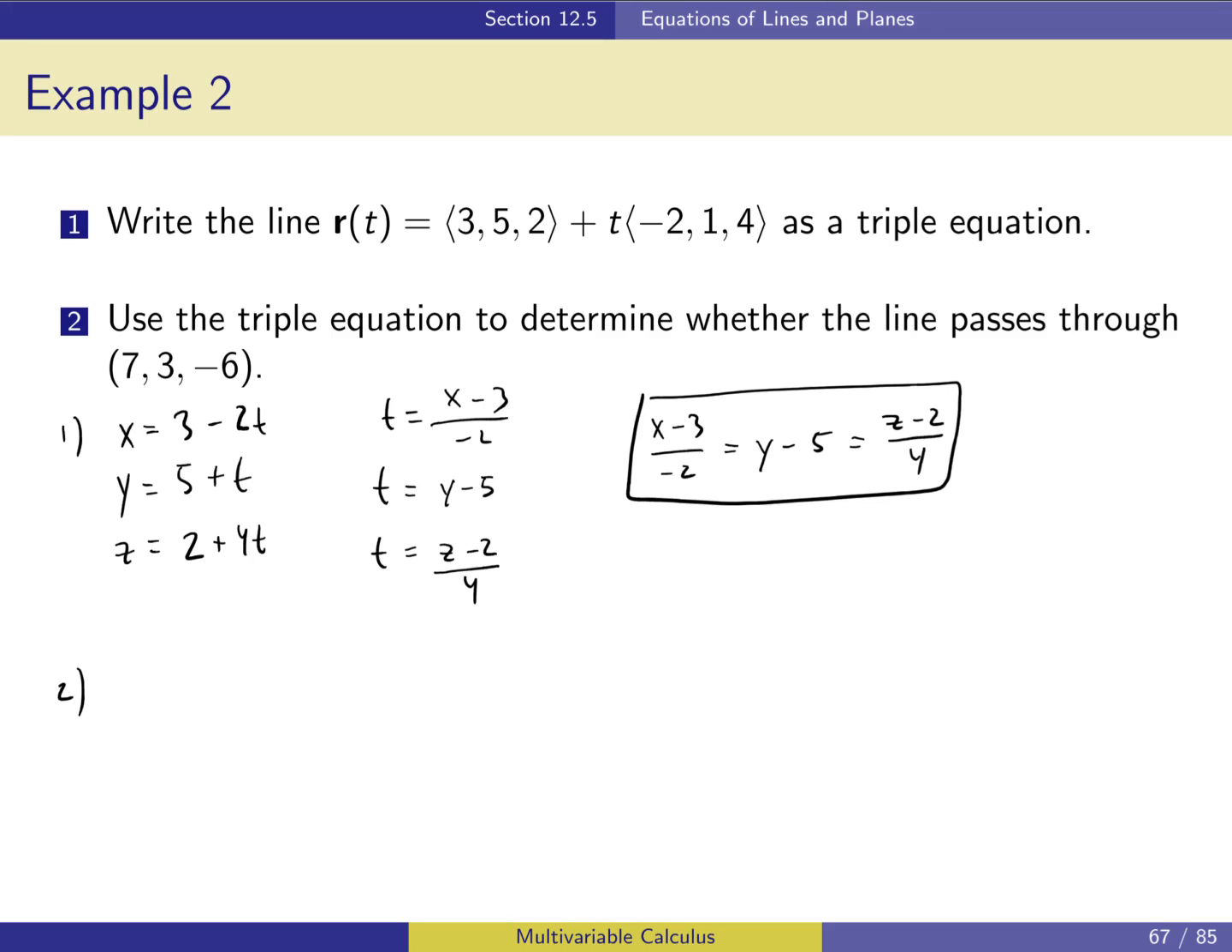Does this line pass through 7, 3, negative 6? Well, all we have to do is plug in 7, 3, negative 6. And so we will get 7 minus 3 over negative 2 equals 3 minus 5 equals negative 6 minus 2 over 4. 7 minus 3 over negative 2 is negative 2. 3 minus 5 is negative 2. Negative 8 over 4 is negative 2. So the answer is yes.